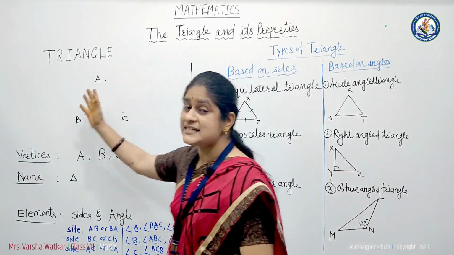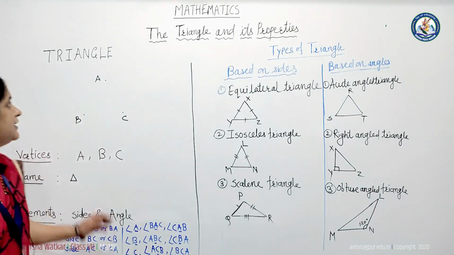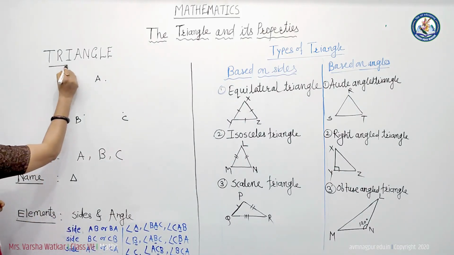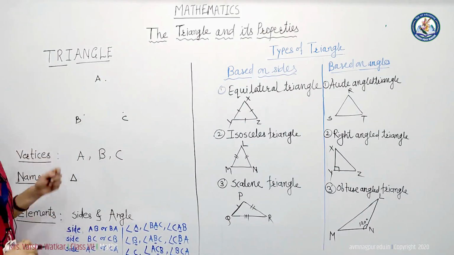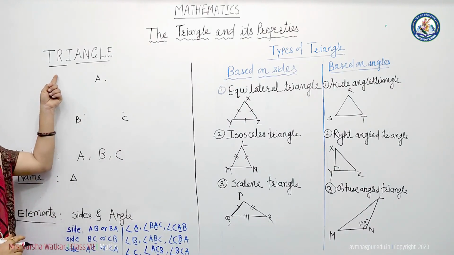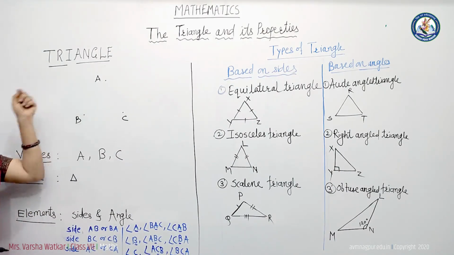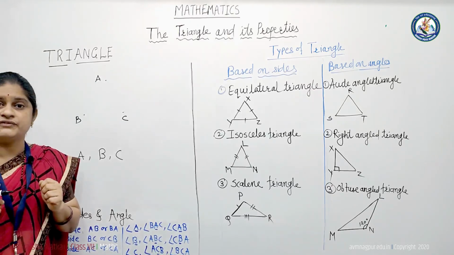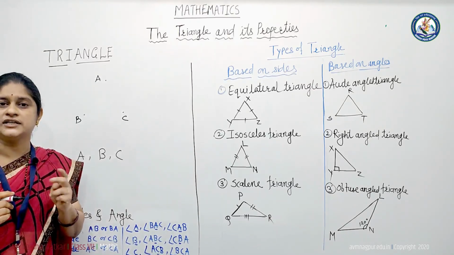So our topic is, let's start our topic, triangle. So what does triangle mean? A figure having three angles, this figure is called the triangle. So this is a triangle, but how is it formed? When we take three non-collinear points.